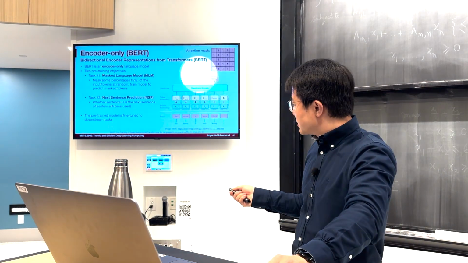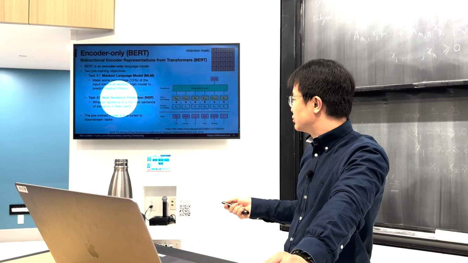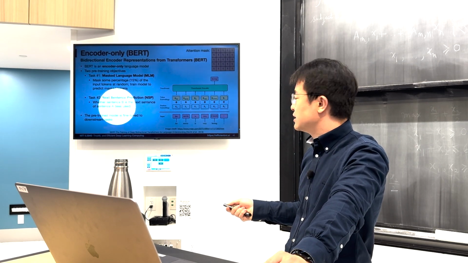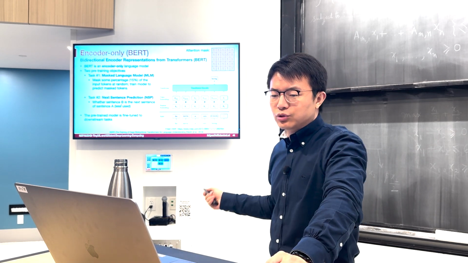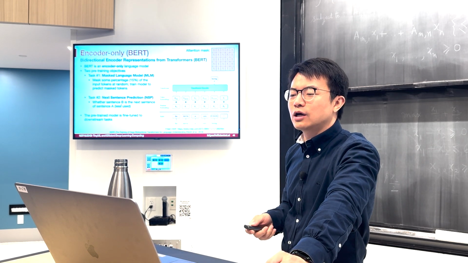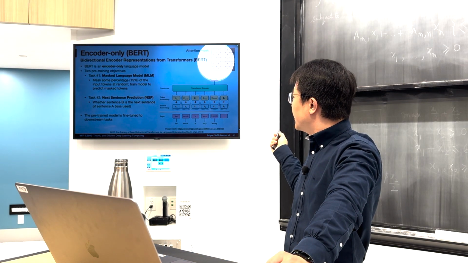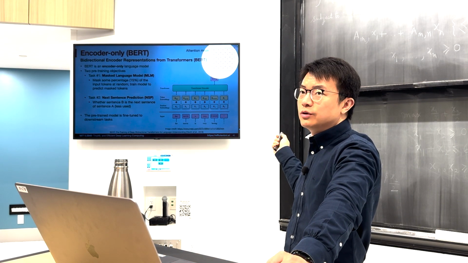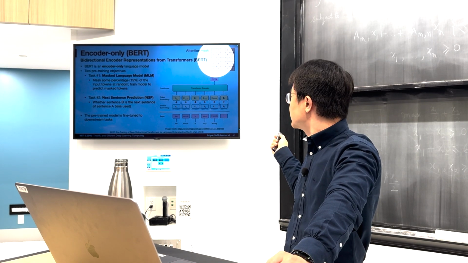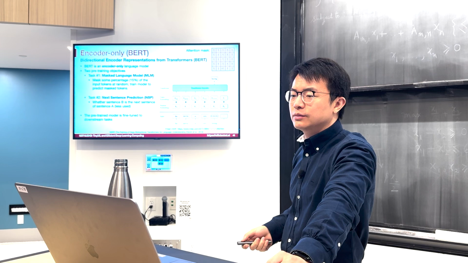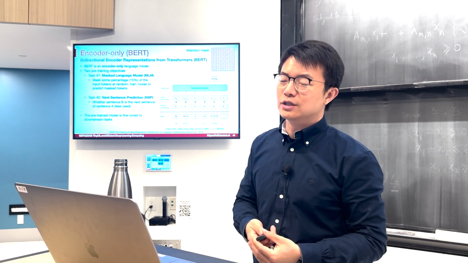A very rarely used task these days is next sentence prediction: given two sentences, predict whether sentence B is the next sentence of sentence A. And then the pre-trained model can be fine-tuned on downstream tasks. So the attention mask for an encoder-only model is full, because a token can see not only the previous tokens, but also the future tokens. So each token can attend to each other.